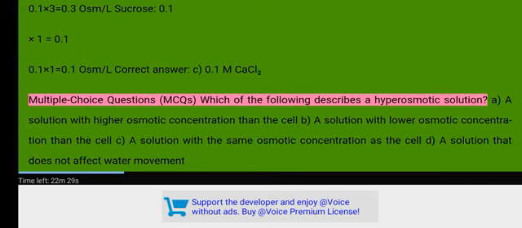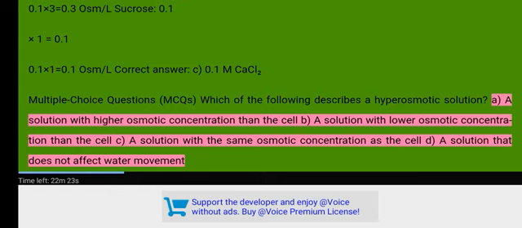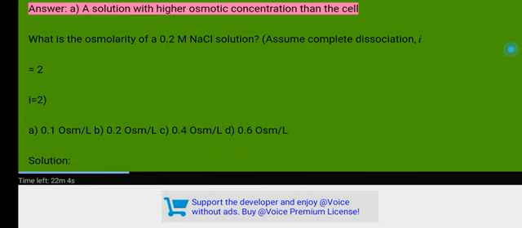Multiple choice questions. Which of the following describes a hyperosmotic solution? A. A solution with higher osmotic concentration than the cell. B. A solution with lower osmotic concentration than the cell. C. A solution with the same osmotic concentration as the cell. D. A solution that does not affect water movement. Answer: A, a solution with higher osmotic concentration than the cell.